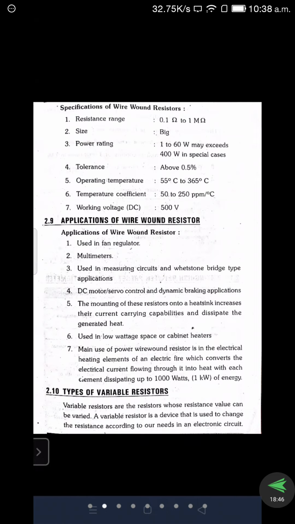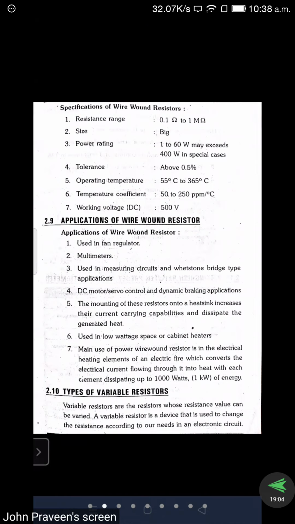Next, already in the beginning I explained why we are using wire wound resistors for driving motors, for speed control purposes and braking purposes. Those are the basic applications for the wire wound resistor.